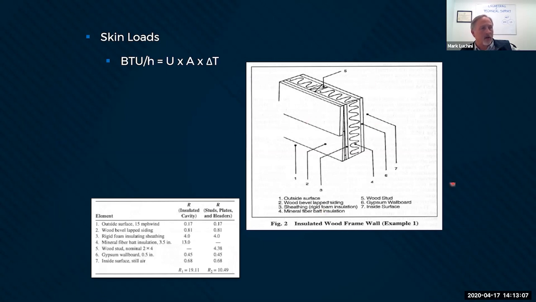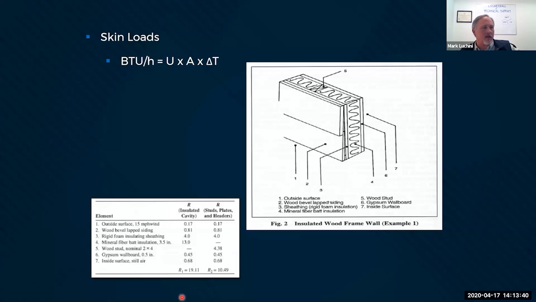Here we got a little cutaway of a simple wood stud wall. You can see the interior chip. You get the insulation in the cavity, a little wood stud indicated right here, exterior sheathing, and then siding. So to calculate the heat flow through that, you have two paths that the heat can flow through that wall. It can flow through the insulated cavity, or it can flow through the stud. So we have to account for each of those separate paths.